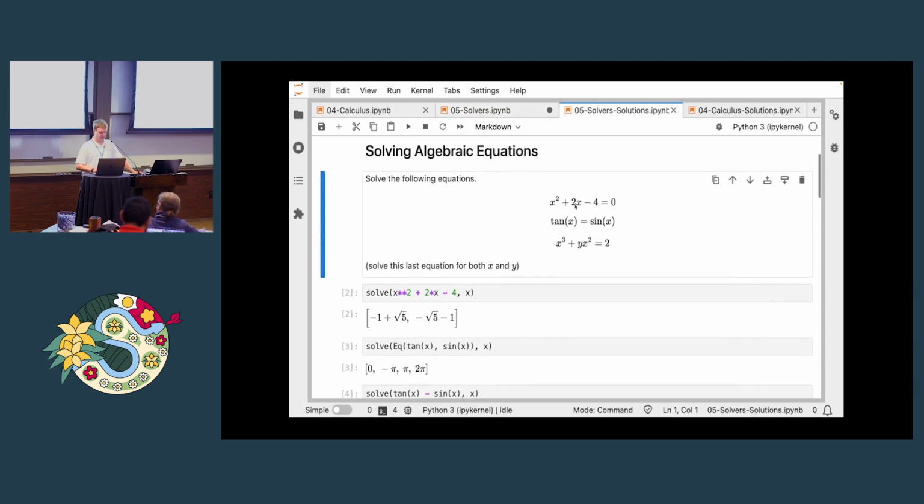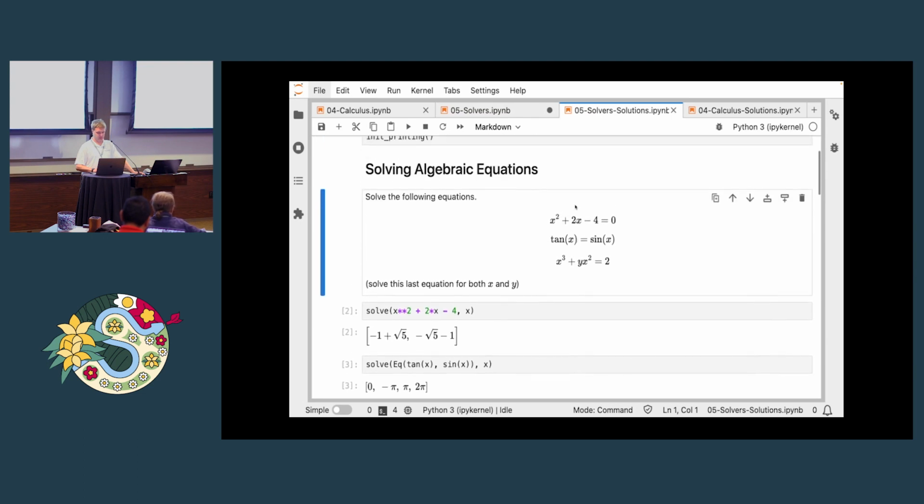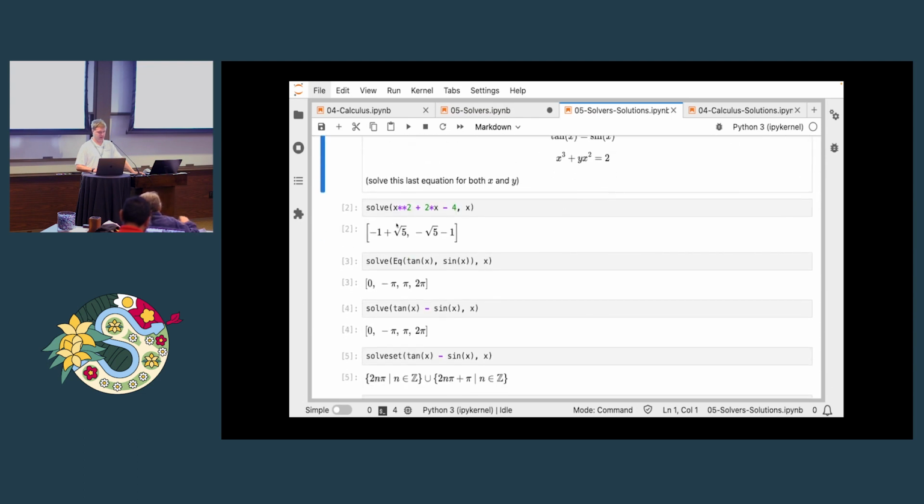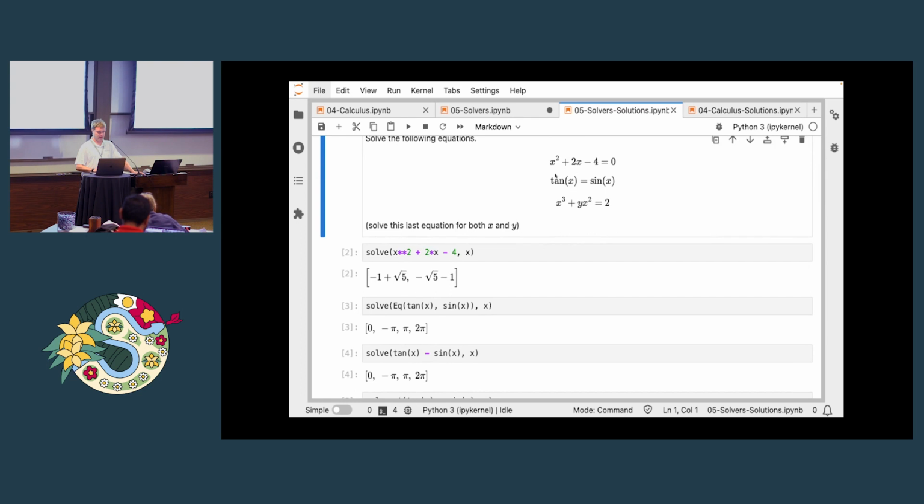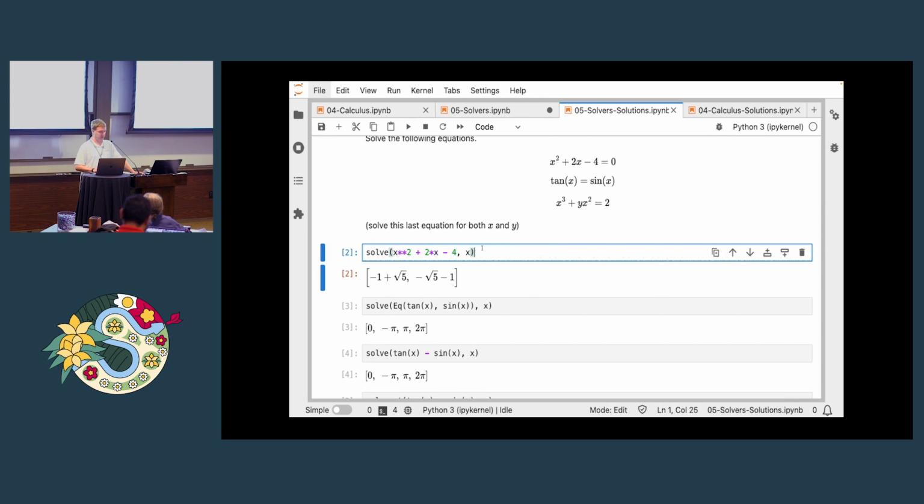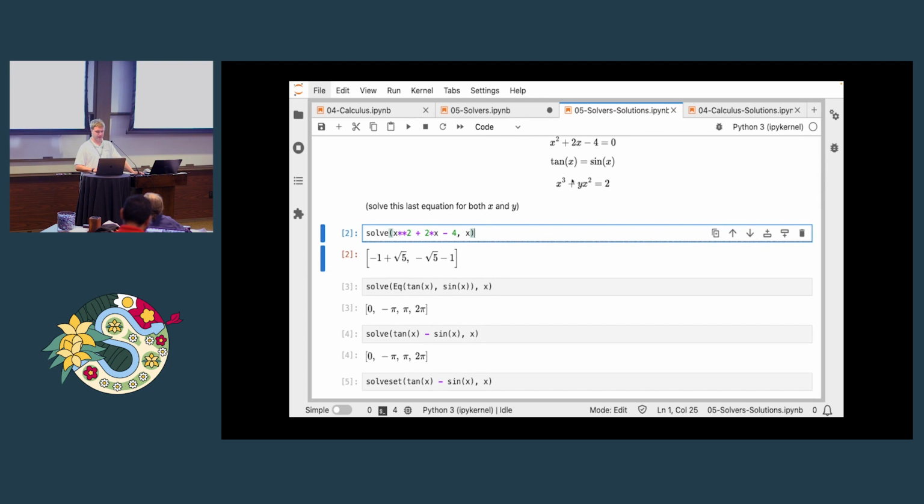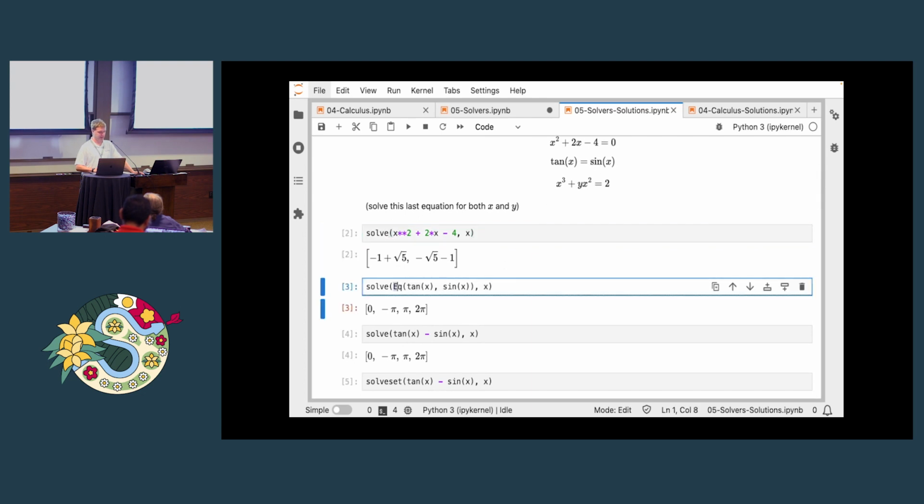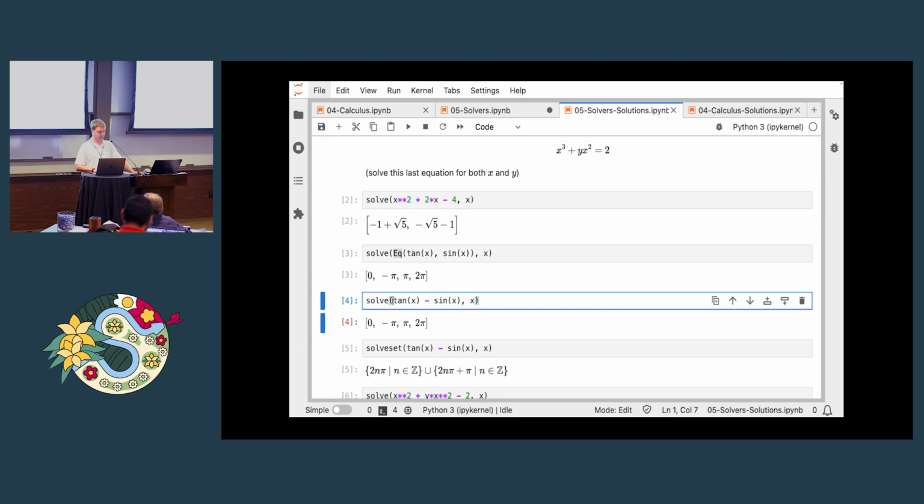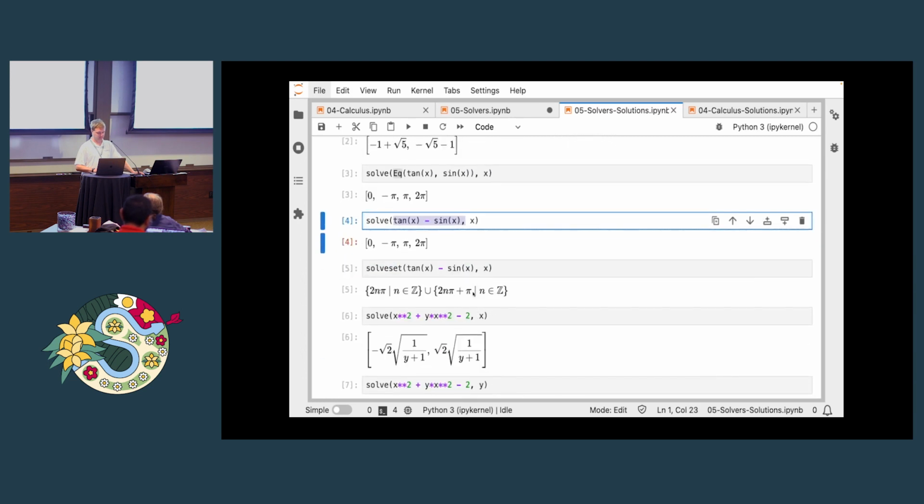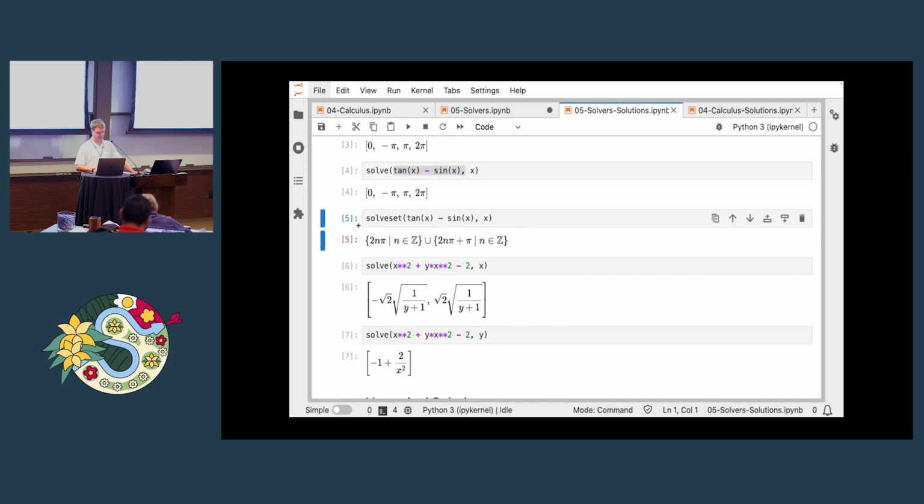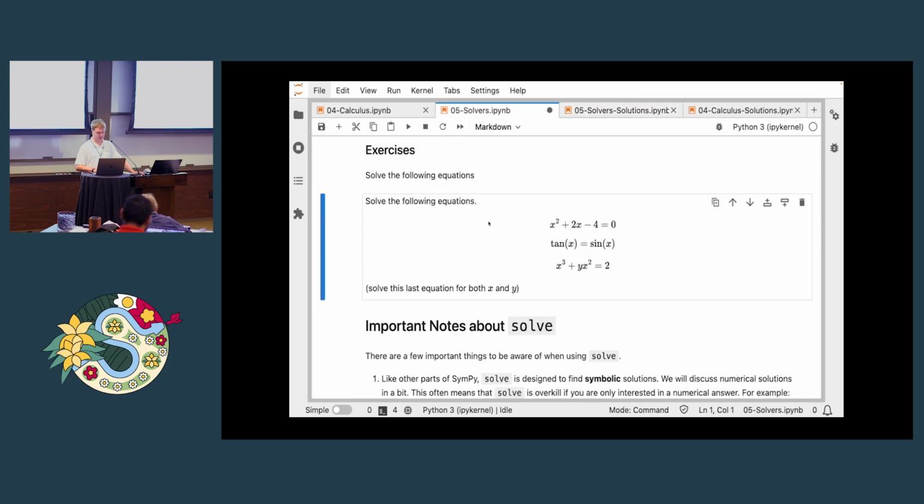Okay, well, just to quickly go over the solutions, just remember that you can use just this first thing equals 0, so you can just put it in directly. You don't need to use equals 0. And then for this tangent of x equals sine x, I can either use an EQ object, or I can just do tangent of x minus sine of x. Yeah, I think this solve set thing is something that I haven't mentioned yet.